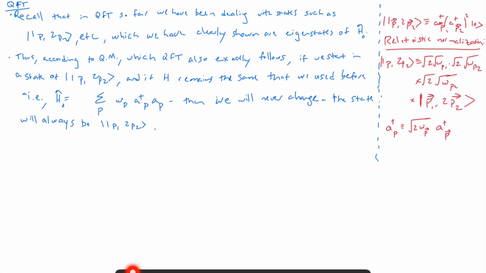If we start in a state like this, and if H remains the same, if it just stays as this H0, which here I've written this way in terms of the A daggers and As, then we will never change the state and we'll always be like this. That's the situation we talked about last lecture.